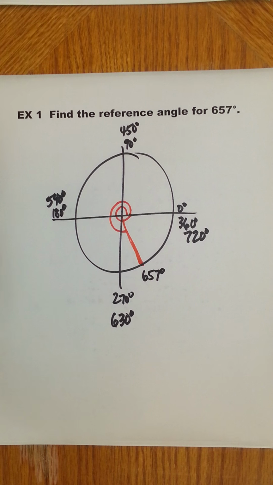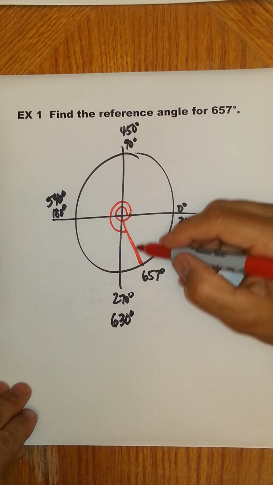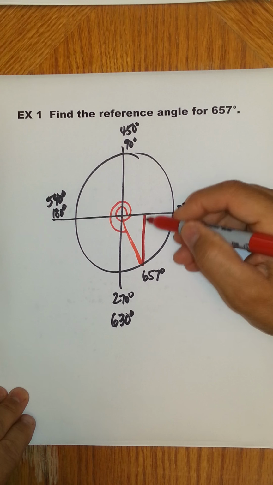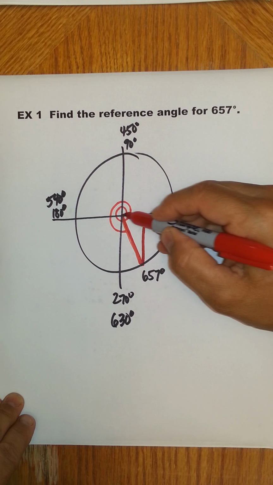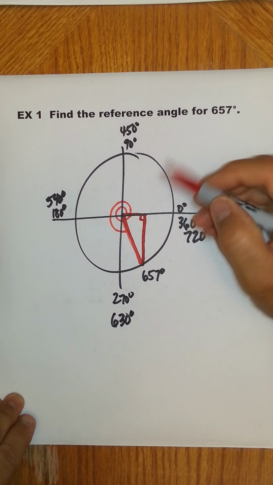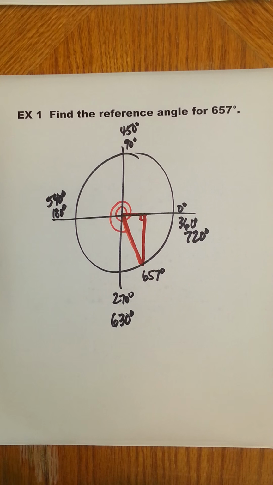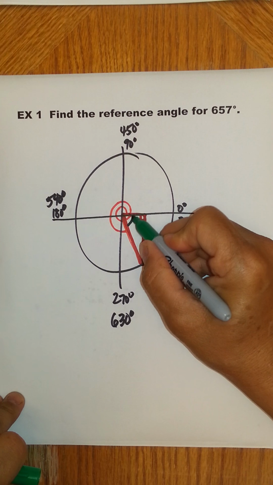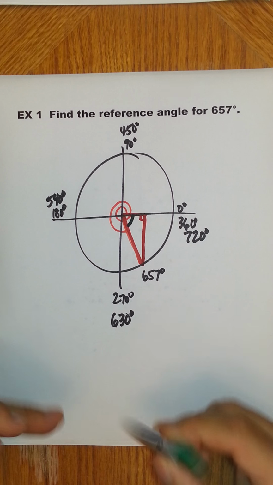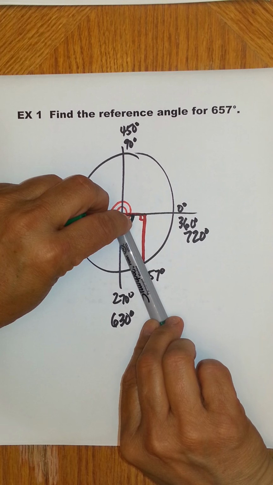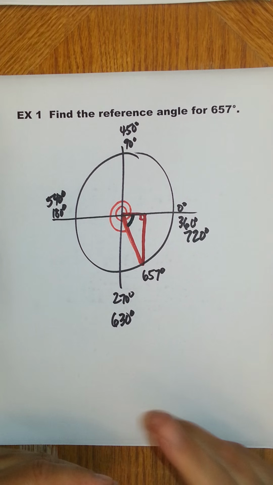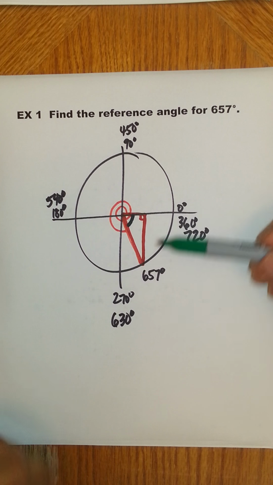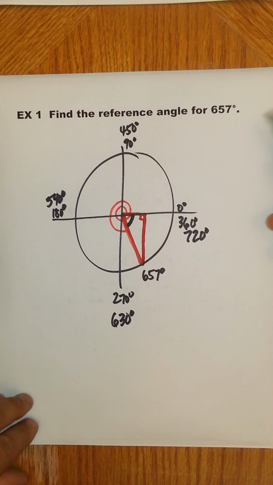Now, this is the terminal side of the angle. To find my reference triangle, I drop to the x-axis right there. This is going to be my right angle. This is my reference triangle right here. And the reference angle I'm looking for is this right in here. It's the motion from the terminal side of the given angle to the x-axis. No matter what quadrant you're in, it's always going to be less than 90 degrees, and then you just make it positive.